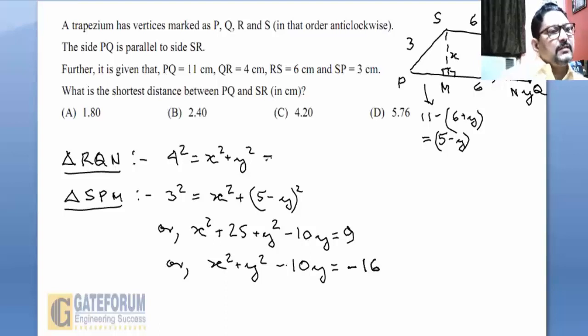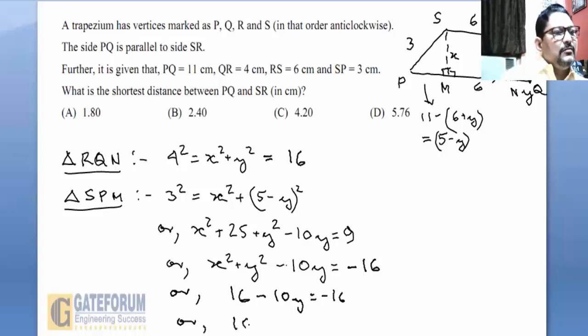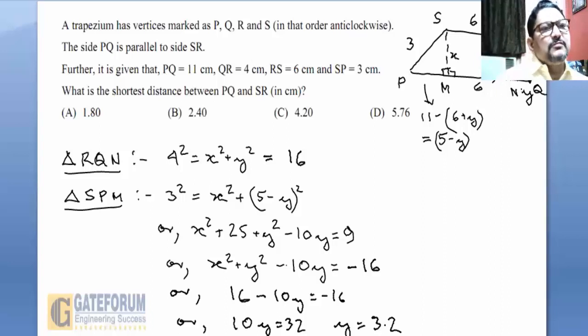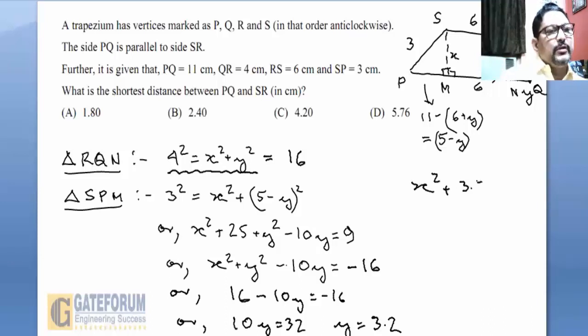If x square plus y square is 16, we can say 16 minus 10y is equal to minus 16, or rather 10y is equal to 32, and hence y is equal to 3.2 centimeters, because they are all given in centimeters. So we have found out the value of y. Our remaining job is to find out the value of x, which we can do from this part: x square plus 3.2 whole square is equal to 16.